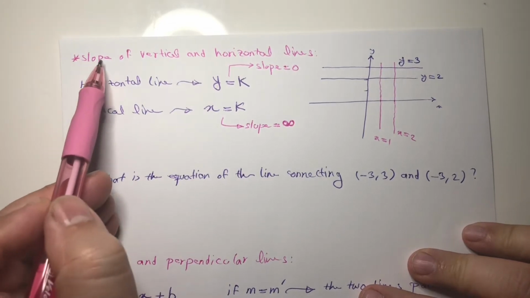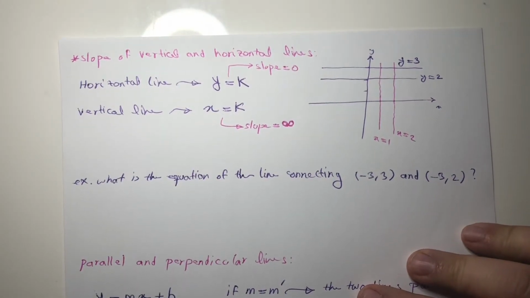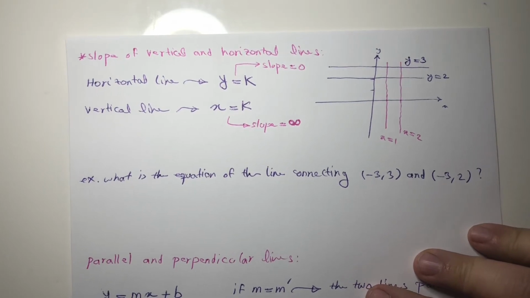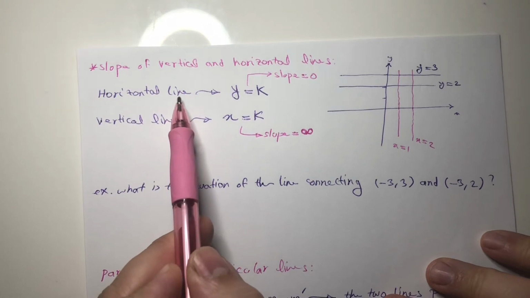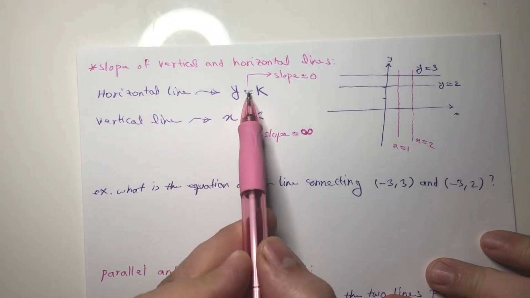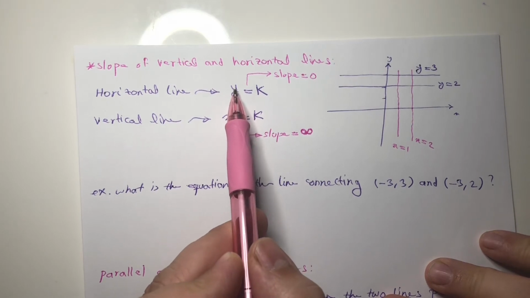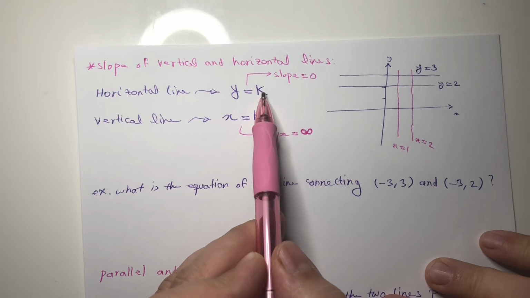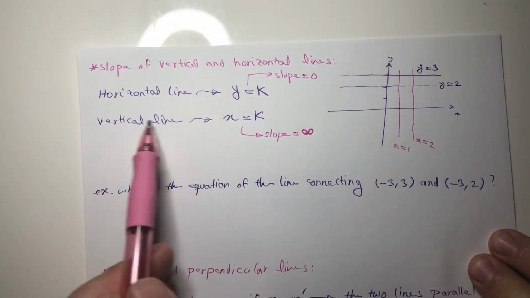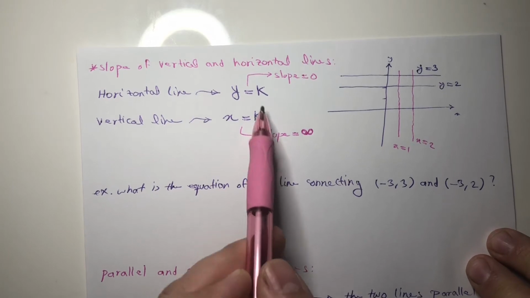Now I want to talk about the slope of vertical and horizontal lines. What does a horizontal line equation look like? A horizontal line means y equals a constant number. When you have an equation of the line like y equals a constant number, this is a horizontal line. And when you have x equals a constant number, it is a vertical line.